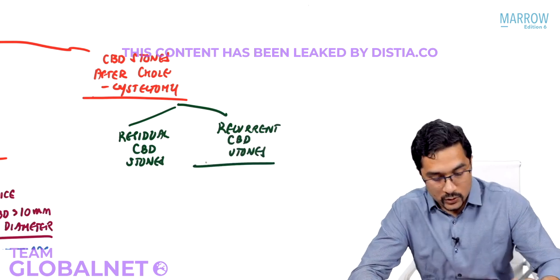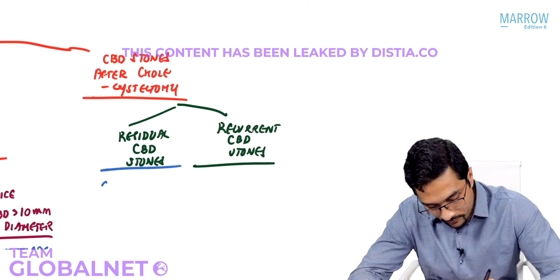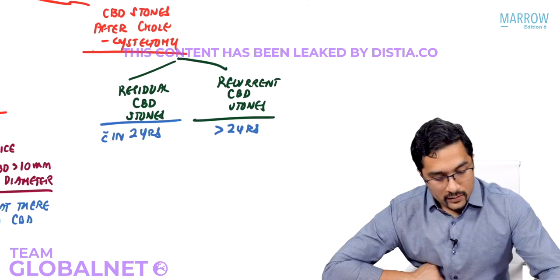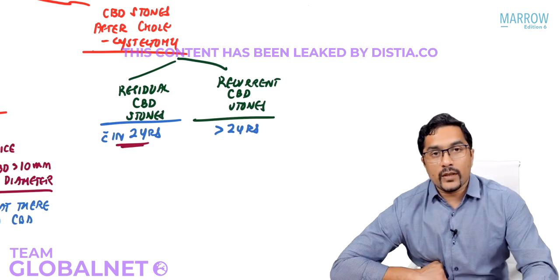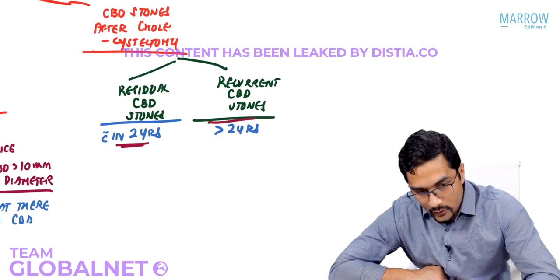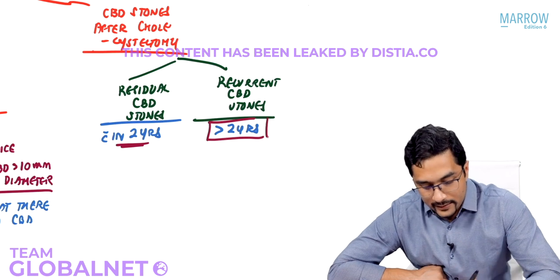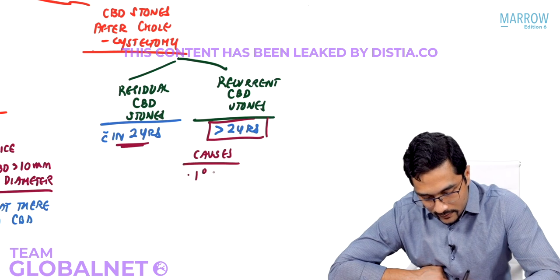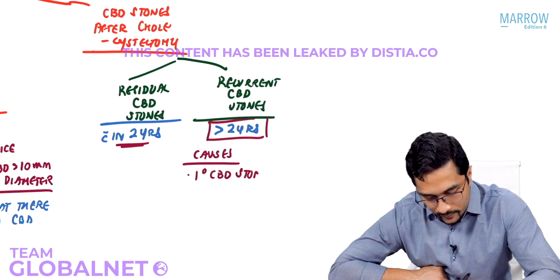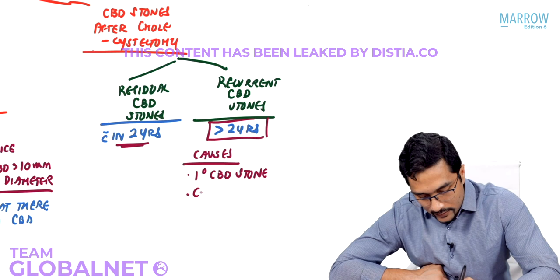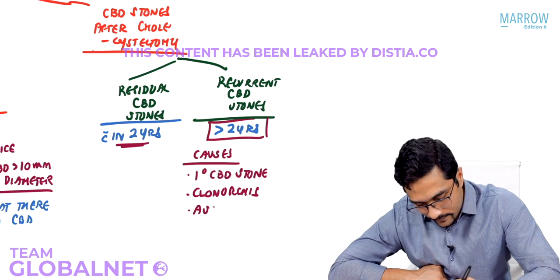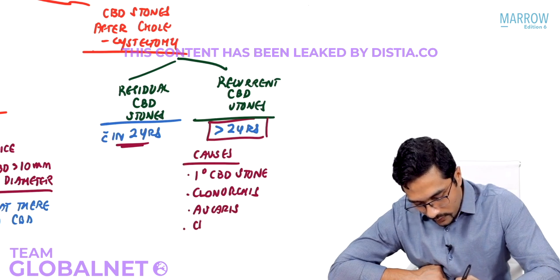Now, residual CBD stones are those stones which are found within 2 years of lap chole. Recurrent are which are seen after 2 years of lap chole. And the causes for recurrent CBD stones can be primary CBD stone can form, and this usually forms due to clonorchis or due to ascaris or due to cholangitis.